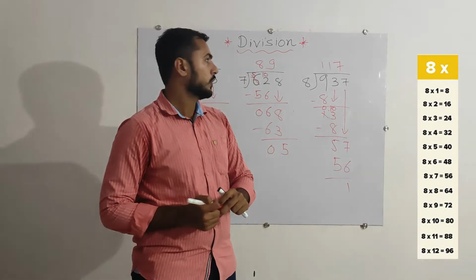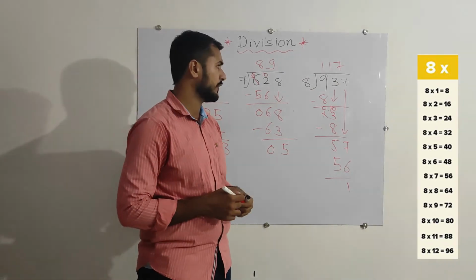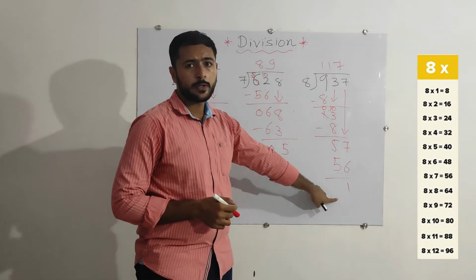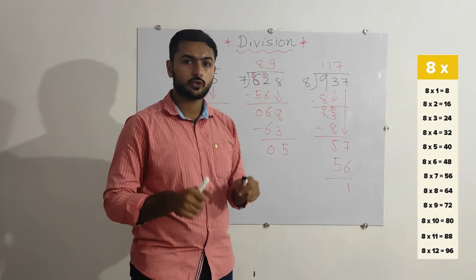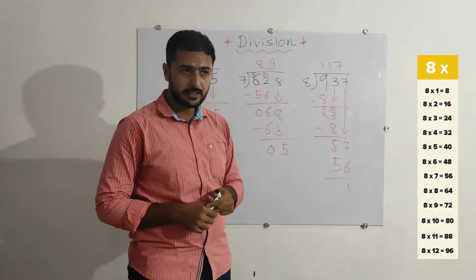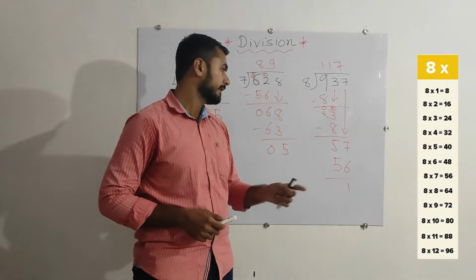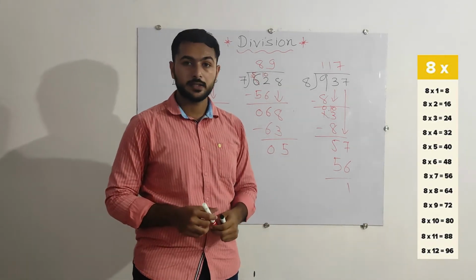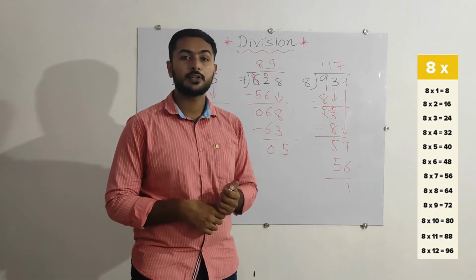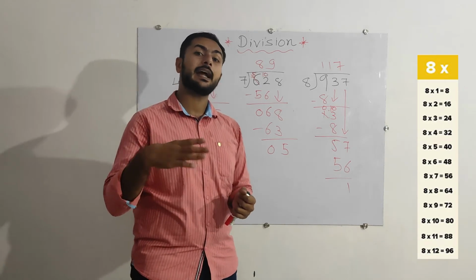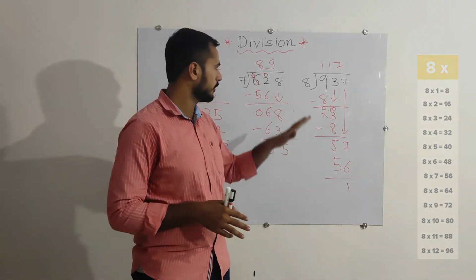Is any number remaining in 937? No. And here we got 1, which is smaller than the divisor, so our calculation is over. Now here 8 is the divisor, 117 is the quotient, 937 is the dividend, and 1 is the remainder. Fine, just note this down. In the next step we will try to learn 2-digit and 3-digit numbers, but before that, just pause the video and note this down.